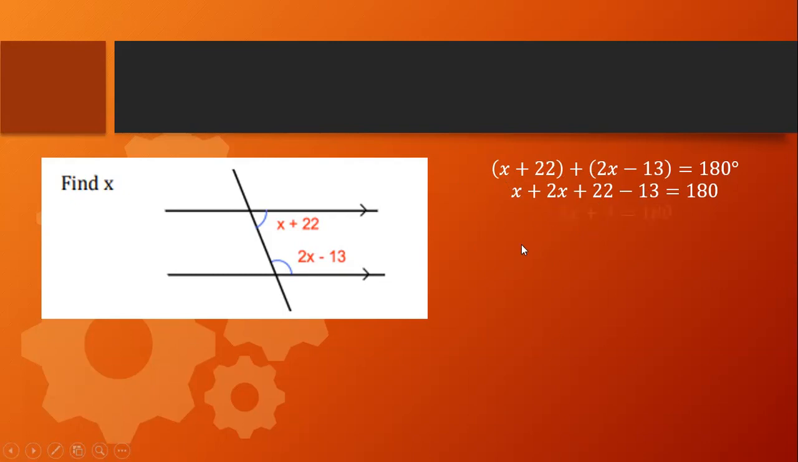So let's do the next line. So it's going to be 3x, 1x plus 2x is 3x, plus 22 take away 13 will give me 9, which is equal to 180. Any questions there? There's no questions. All right, take a minute to absorb it.